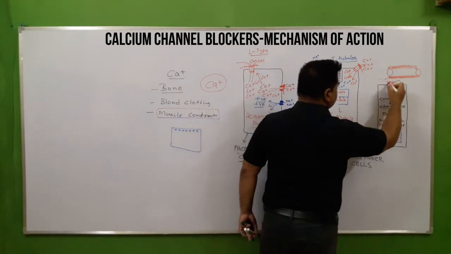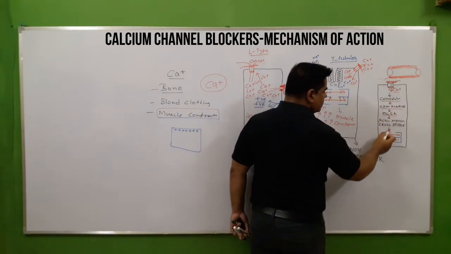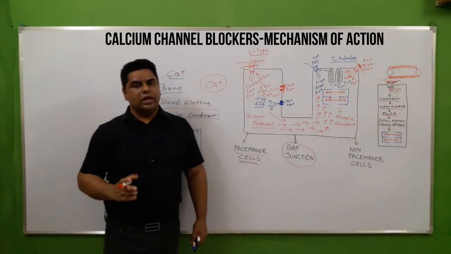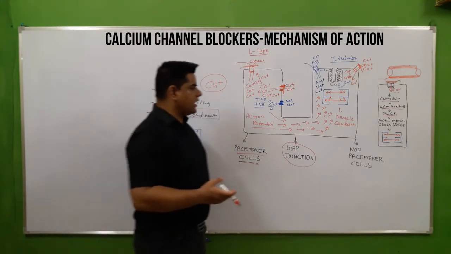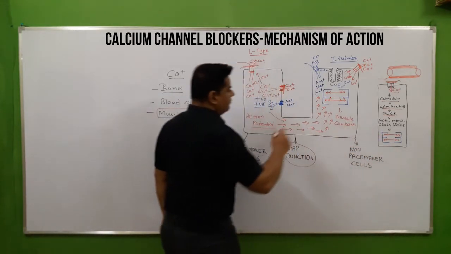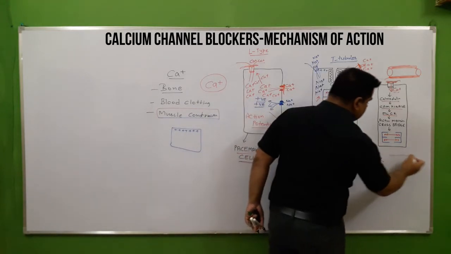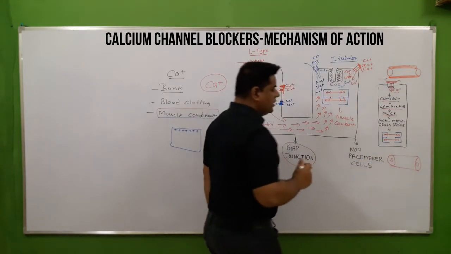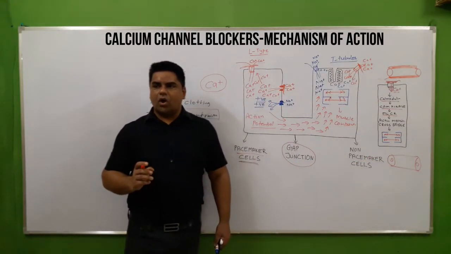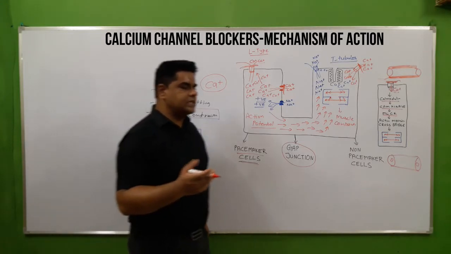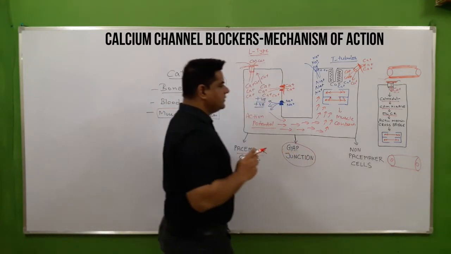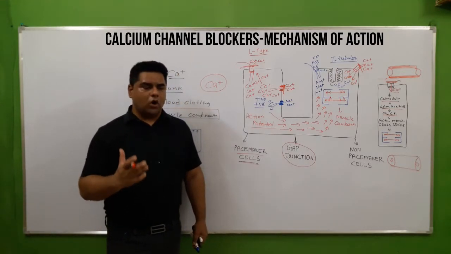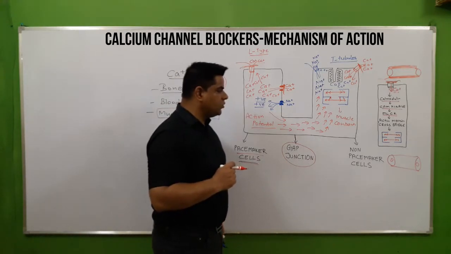If we block these calcium channels, will this process occur? No. Will there be any cross bridging between actin and myosin? Absolutely no. So this muscle contraction will not occur, and the blood vessel diameter will increase. What do you think, whenever we increase the diameter of the blood vessel, it is known as, yes please, vasodilation. And whenever the diameter of a blood vessel increases, the blood pressure falls according to the rules of physics.